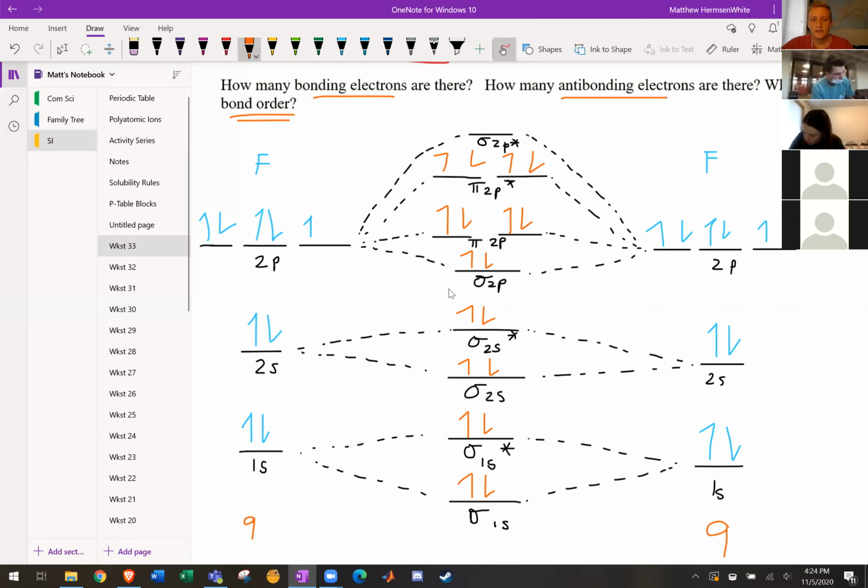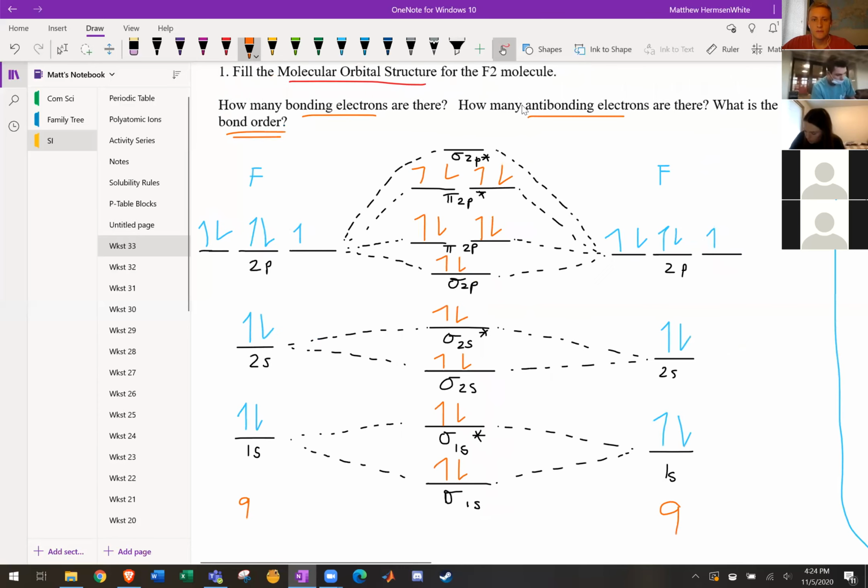Now, before we get on to determining the number of anti-bonding and regular bonding and the bond order, what questions do you have so far? Why do the pi 2p's have 2 lines instead of just 1?